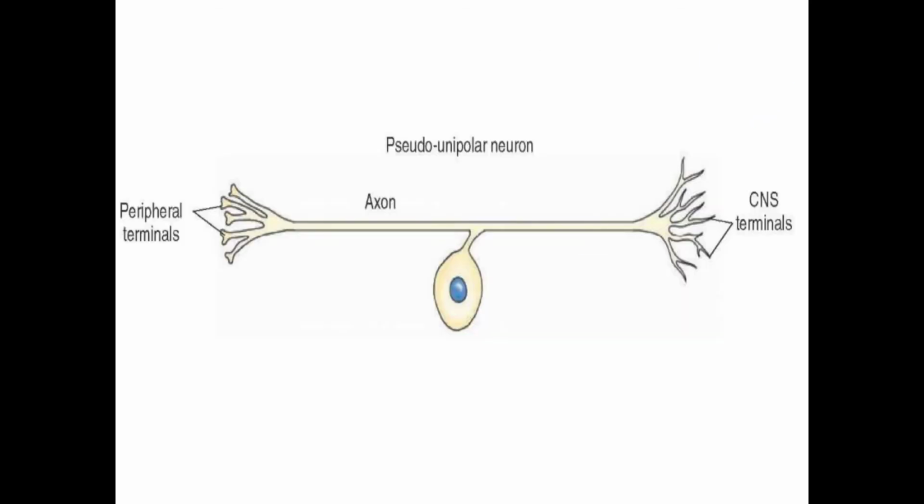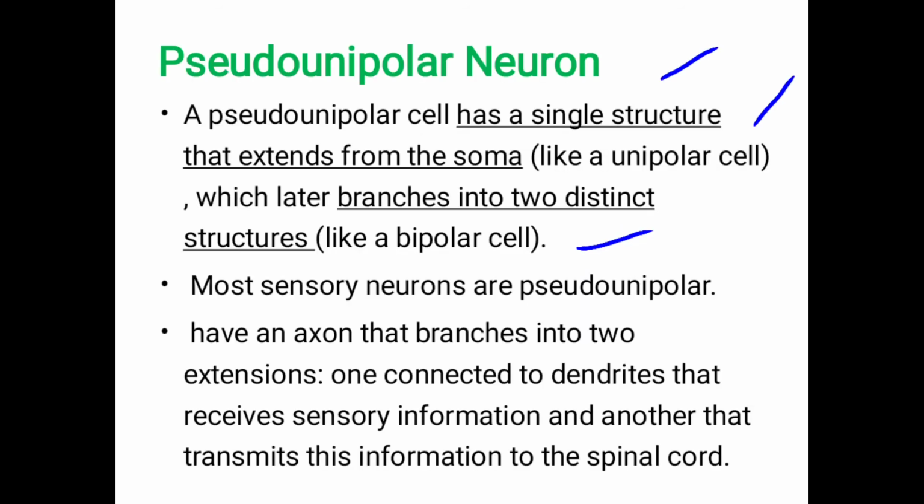Here we can see a small extension. This extension is divided into two, towards its right side and towards its left side. At the left side we can see the axon, and at its right side we can see dendrites, which are connected to the CNS, the central nervous system. Most sensory neurons are pseudo-unipolar.